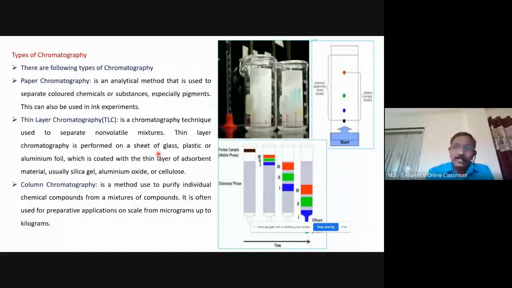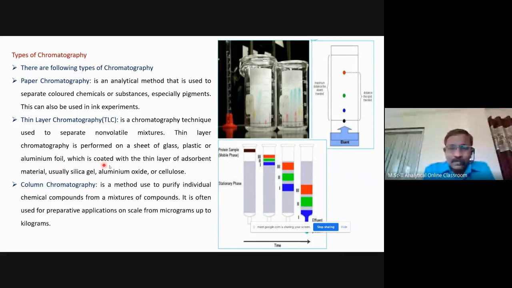With glass, we have to prepare the slurry and then dip the glass plate in it, clean one side, and then take the sample on it. So that is a tedious process. Mostly in research, aluminum foil is already available, we just have to cut it to 1 to 2 centimeters, and apply the sample with a very fine capillary. We run it in a very small beaker, and then directly expose it to the UV chamber, and then we can easily find out.